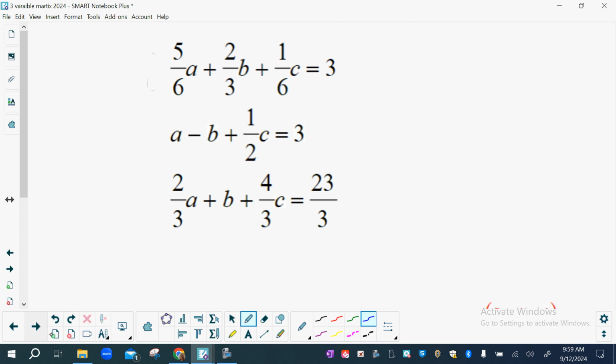So let me double check your math here. 5, 6, 2/3, 1, 6. That looks good. 1, -1, 1/2. That's beautiful. 2, 1 2/3, 1, 4/3. Perfect. Bottom: 3, 3, 20. Oh, there's your mistake. I'm going to go back here. 8 and then -1. Boom. Now hit B. Boom.